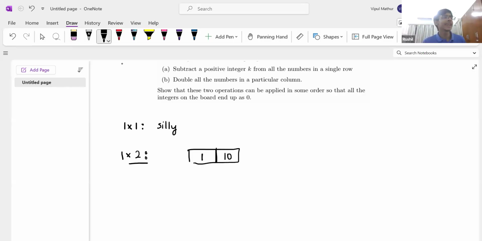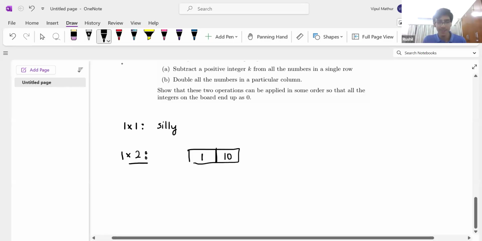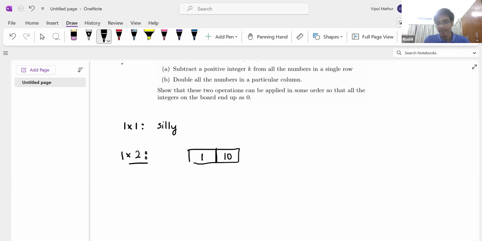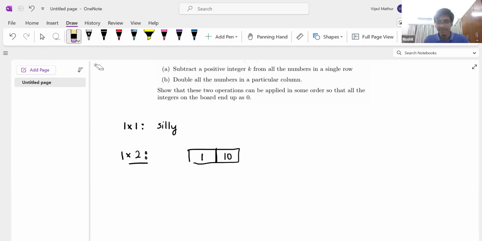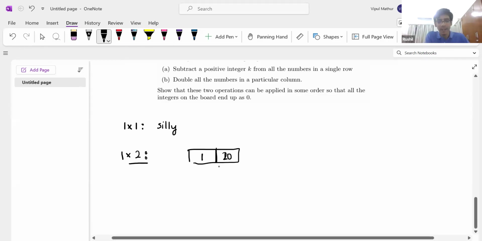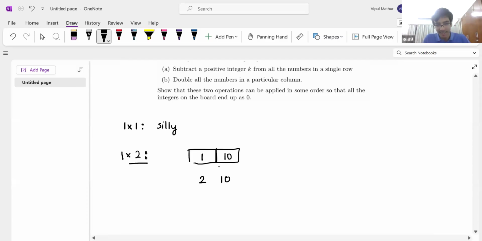The way I like to think about this is that there's really only one option that you have. If you try to subtract a number from both of these, let's say you subtract 1 from both, this becomes 0 and 9. And now there is really no way of reducing this number. If you try to reduce it any further, this number will become negative. And if a number becomes negative, you can either make it more negative by subtracting a positive integer, or you can double it, which also makes it more negative. So you can never increase it back to 0. So subtracting a number will make you doomed right now. Doubling this 10 looks stupid because 1 comma 20 is just worse than 1 comma 10. So really the only option you have is to make it 2 comma 10.